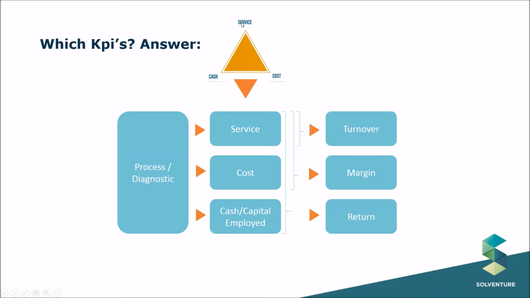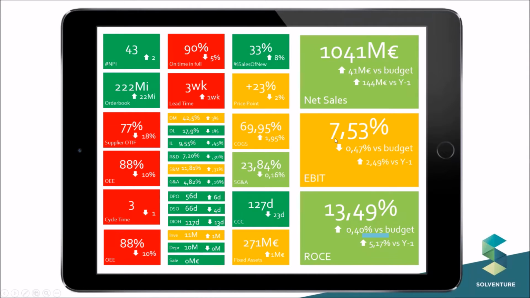So if you only measure service, you will be blind for any cost impact or any cash impact. If you only measure service and cost, you will be blind for the cash impact. So you really need to measure the three sides of the triangle, then derive, let's say, top line, bottom line, and the return metrics, and you need process metrics.